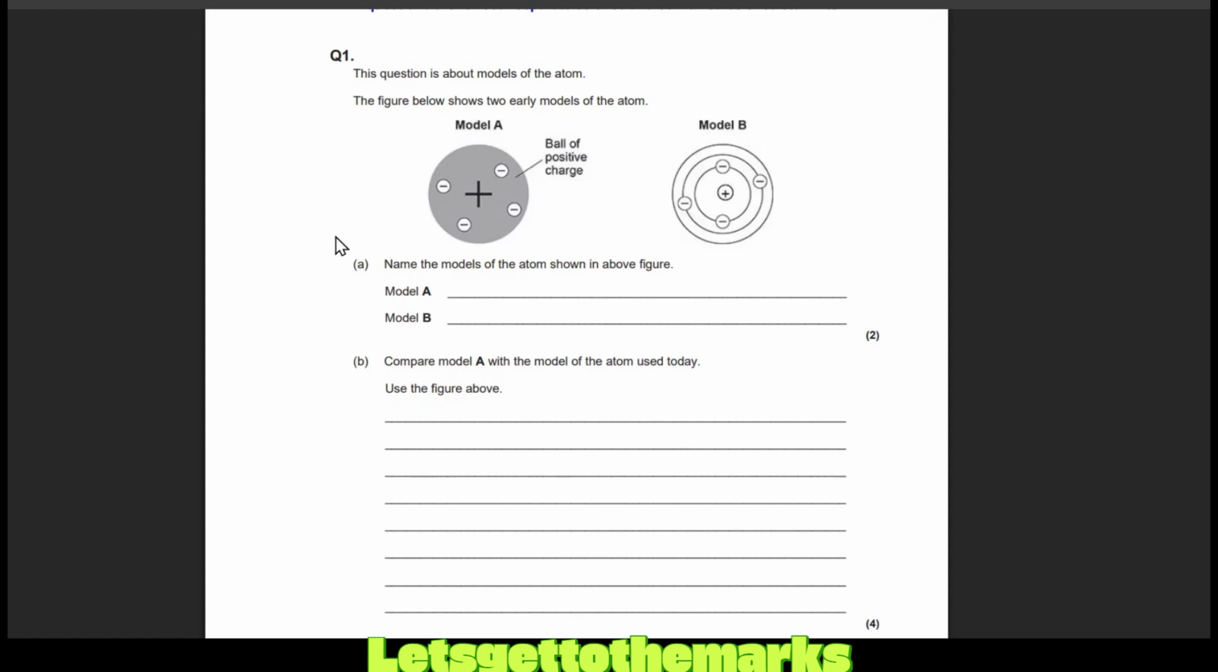Okay, let's go through the answers. So model A is the plum pudding model. You might remember this. You do need to know off by heart the name of the person who came up with this model, and that was J.J. Thomson. And then model B is a little bit harder to come up with. It's the Bohr model, or maybe you could call it the Rutherford Bohr model, if you can spell model.